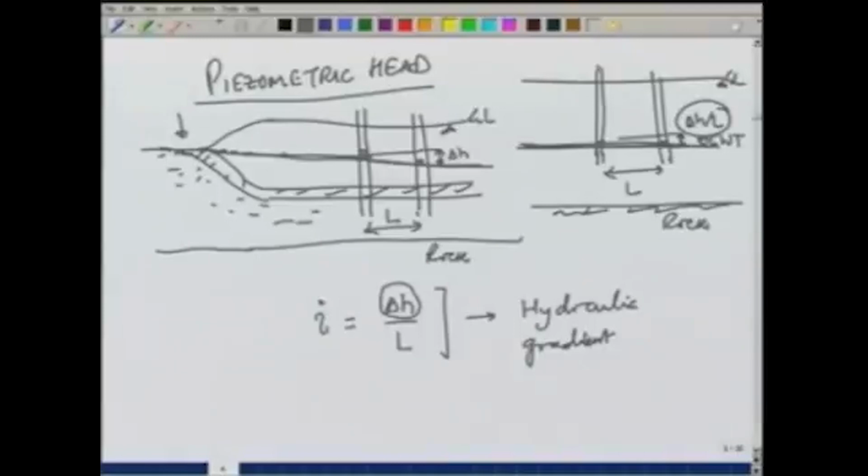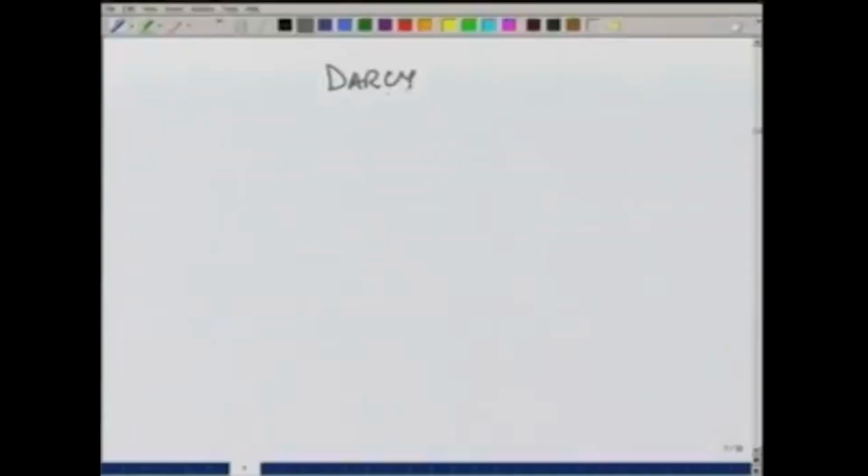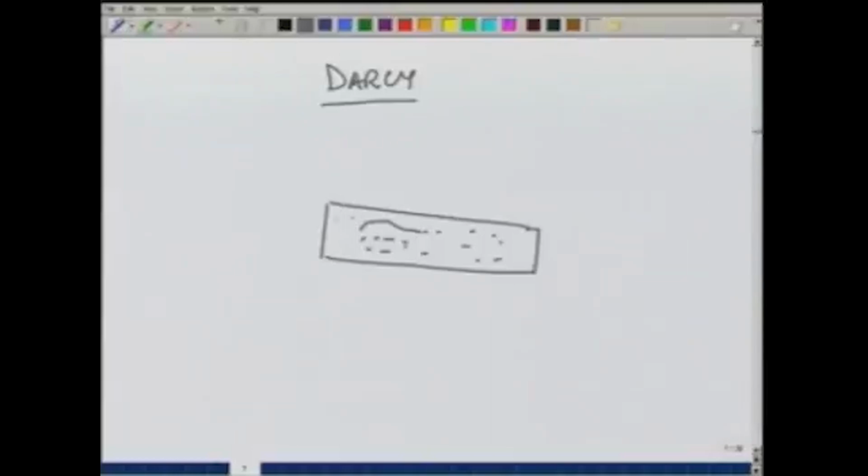And in a very famous experiment which was conducted almost 150 years ago by Darcy, a tube filled with soil was subjected to some water flow of, let us say, amount q in units of meter cube per second or feet cube per second.